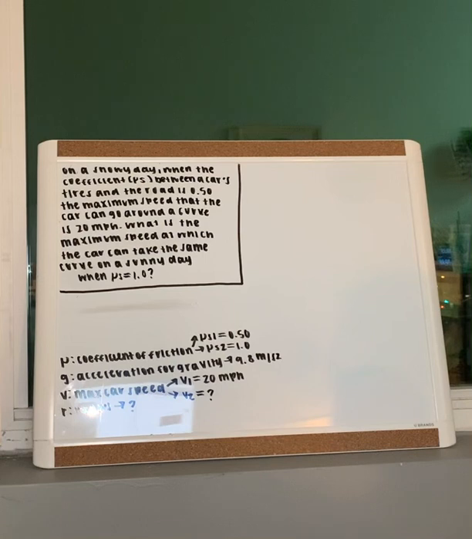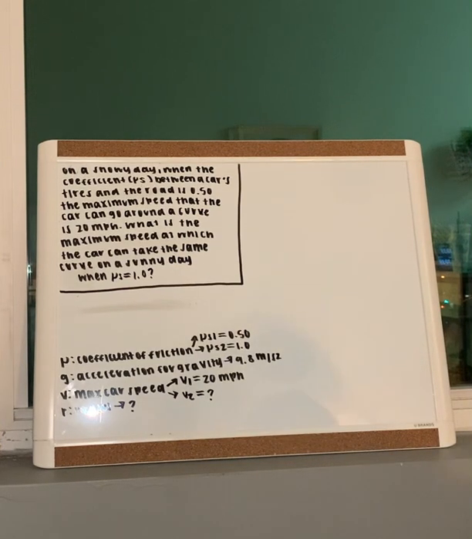In this equation, we're also going to be using the acceleration of gravity, which is going to be 9.8 meters over second squared. We're also going to be using the maximum car speed. So on that snowy day, it's going to be 20 miles per hour. And one of the values we are solving for is that miles per hour on a sunny day. And then the last thing is radius, which we are also solving for.